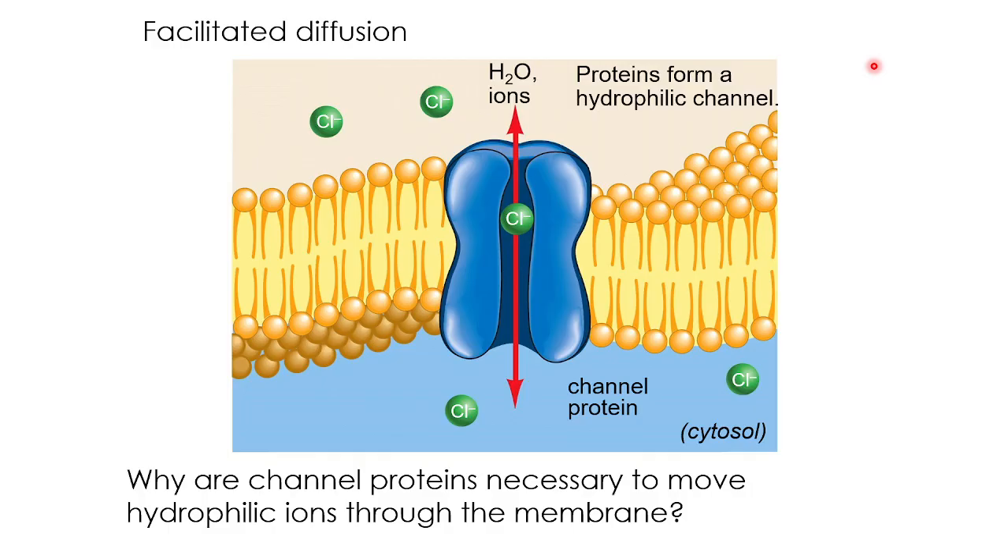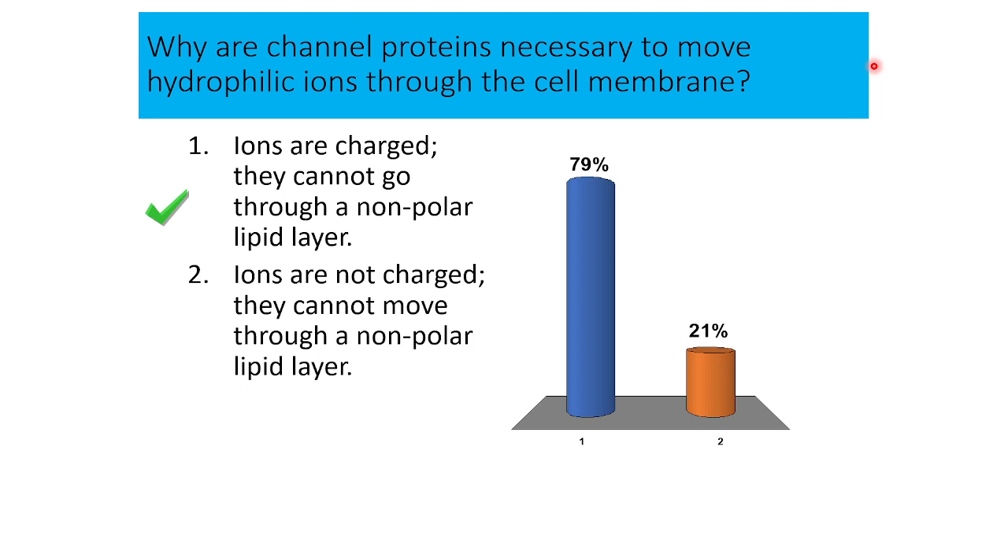Okay, now coming to facilitated diffusion. Proteins form a hydrophilic channel which can allow the passage of different ions, like here you can see the chloride ions, and water molecules moving out or in to the cytosol or the extracellular matrix. So why are channel proteins necessary to move hydrophilic ions through the membrane? The correct answer would be: ions are charged, they cannot go through a non-polar lipid layer.